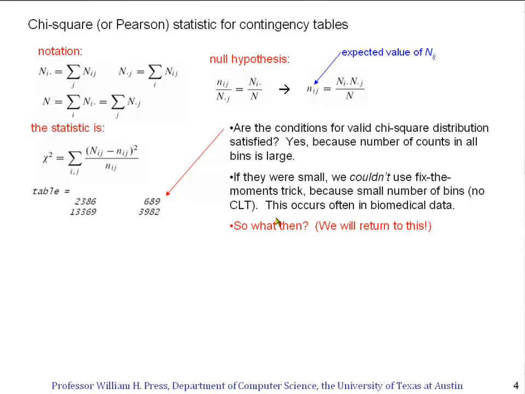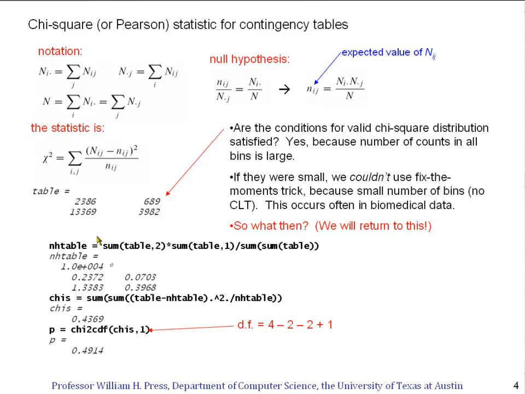So the interesting thing about contingency tables that we're going to have to come back to is that it's quite possible to end up with both a small number of bins, that is to say entries in the table, like 4, and a small number of counts in one or more of the entries. So that's a case that we're going to have to learn how to treat. But not yet. Here we have large numbers of counts, and we can just do the chi-square test.